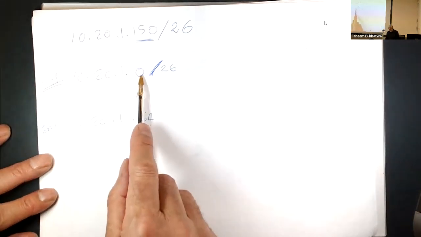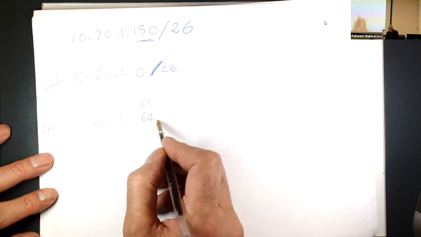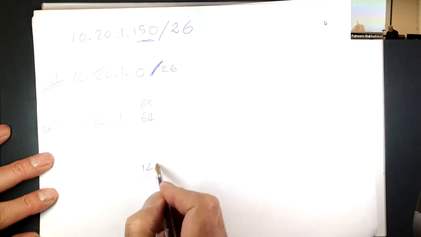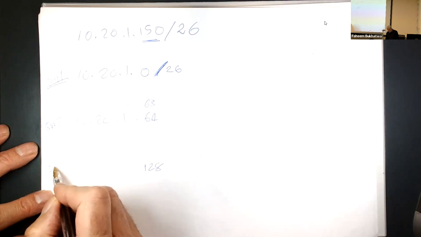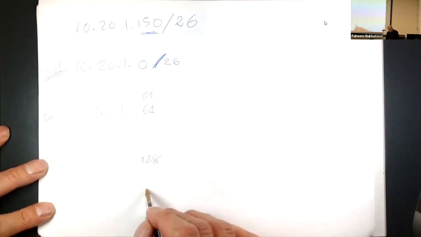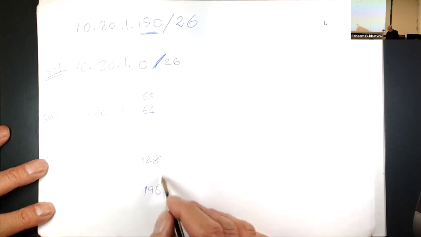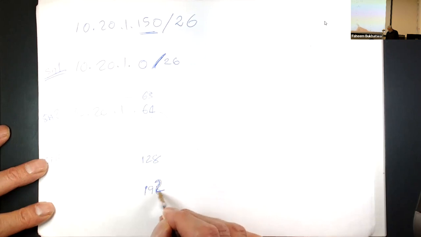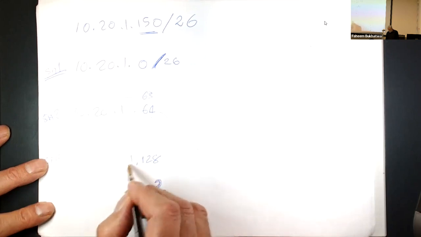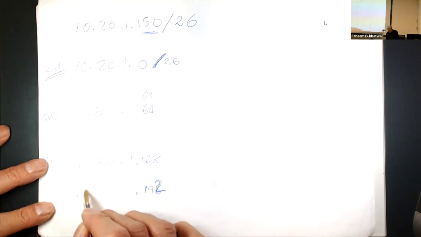So the first one is going to have from 0 to 63. The next one is 64. You add another 64, it becomes 128. That's for subnet number 3. And subnet number 4 is going to be plus 64, what's that? 192. So these are the first addresses of each of the 4 subnets we're going to have.